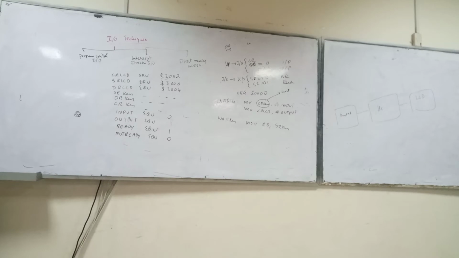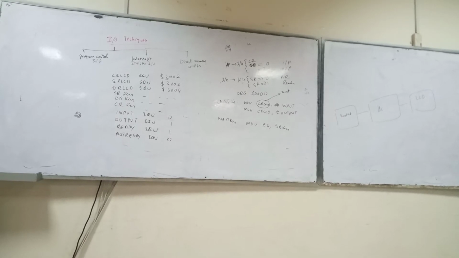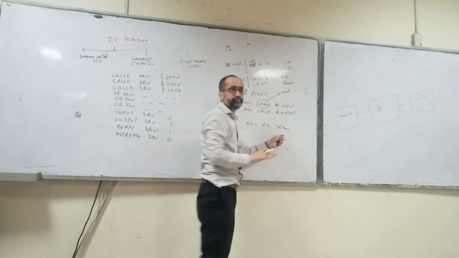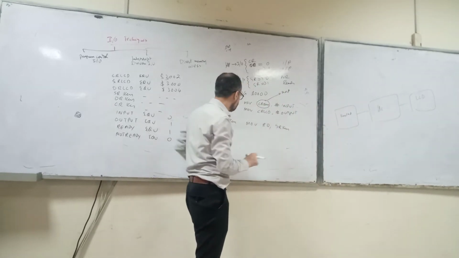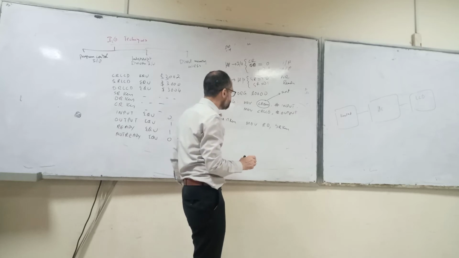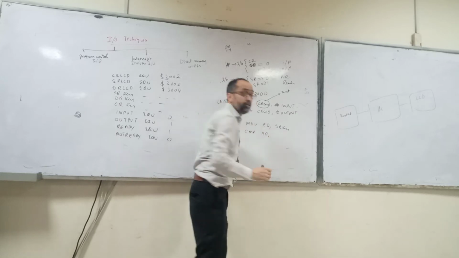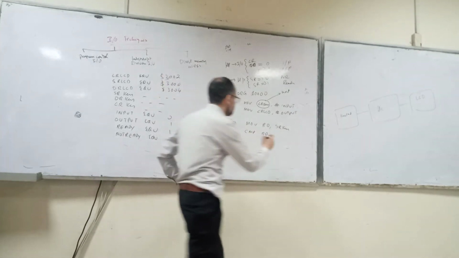So when that value is 0, what does it imply? Device is not ready. A key has not been pressed. When it's 1, it's ready and now a particular key has been pressed. Okay, move R0, SR key. Then compare R0 with 1, when it's ready. तो 1 के साथ.